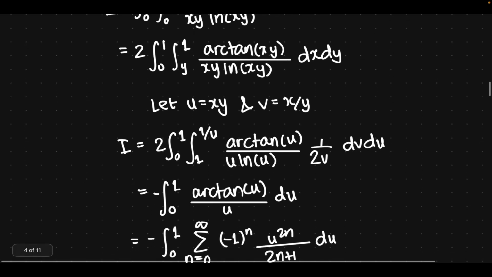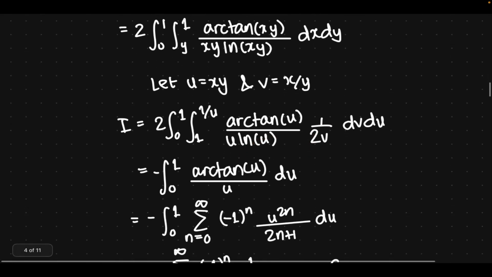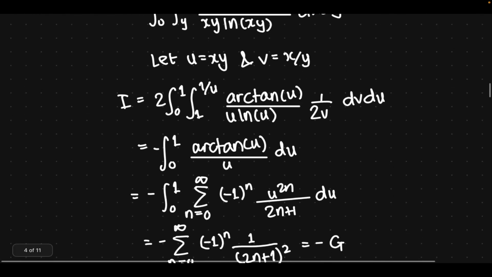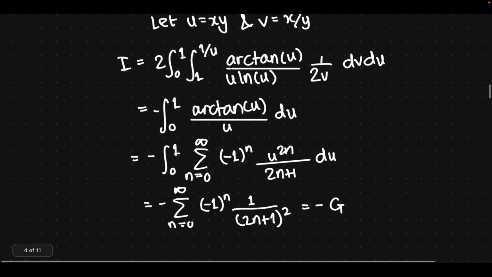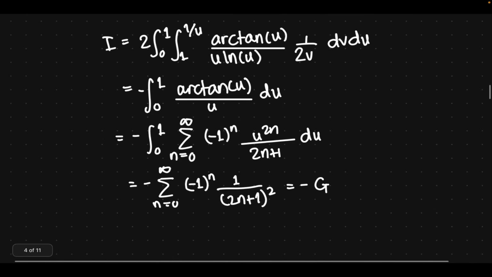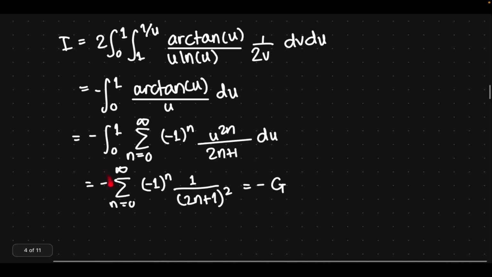And we nicely cancel the ln u factor here, and we get a minus integral 0 to 1 of arctan u over u du, which we can evaluate by writing the Taylor series for the arctan, which is u to the 2n plus 1 over 2n plus 1 with a minus 1 to the n alternating factor. In the end, we get with this sum, pulling the minus outside, the sum of minus 1 to the n, over (2n plus 1) squared, which is nothing but Catalan's constant, G. And you see, that's basically it.